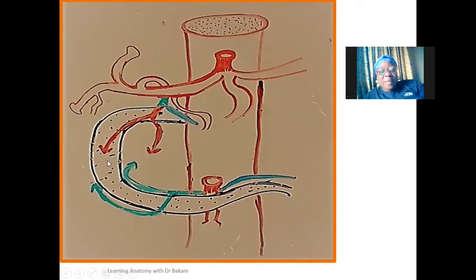This is the duodenum outlined in black. We know that the duodenum is subdivided into 4 regions. We have the superior part of the duodenum, the descending part, the horizontal part, and the last region is the ascending part.